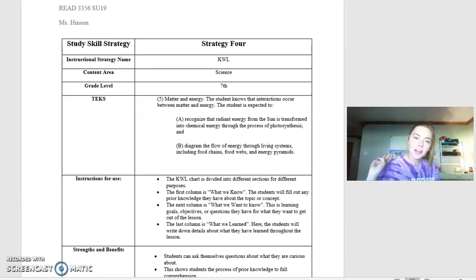Ronnie here for our fourth and final strategy. For this one, I chose to do a KWL. I just recently learned about these KWL graphic organizers in my PD1 and PD2 classes. I had never seen them, never used them, never done anything with a KWL before.